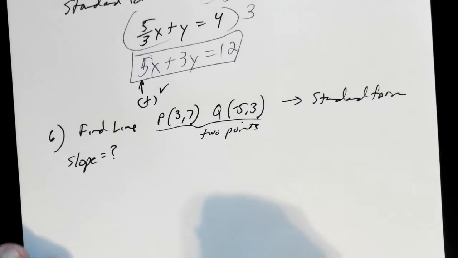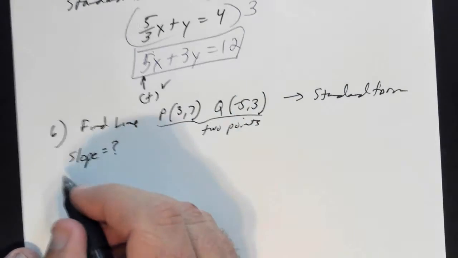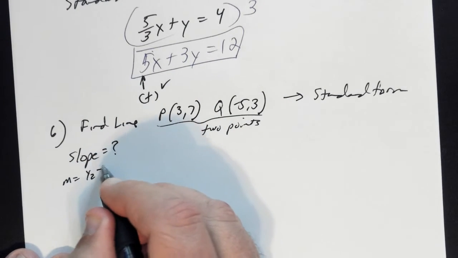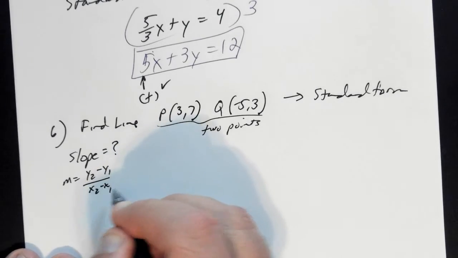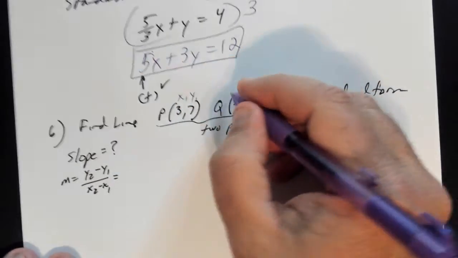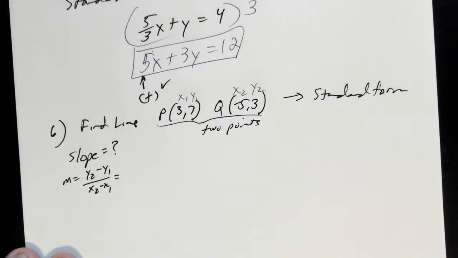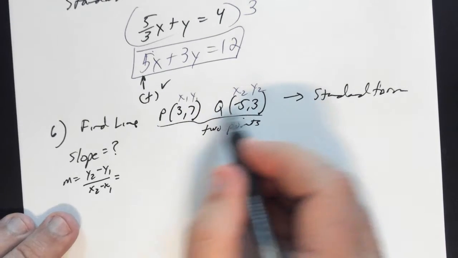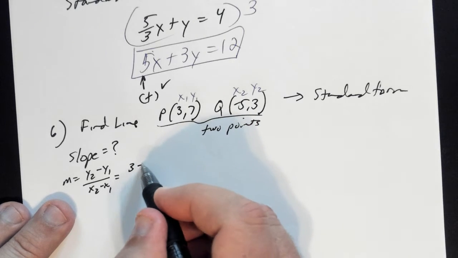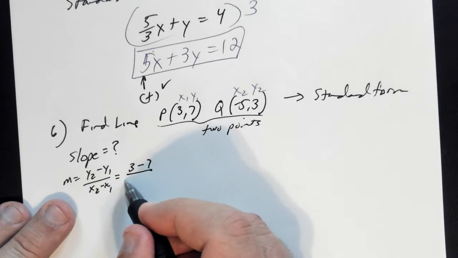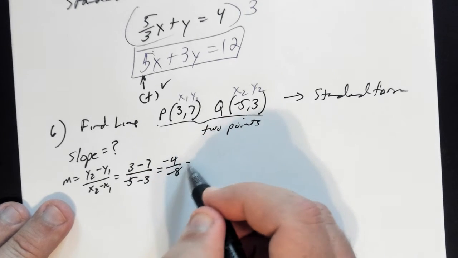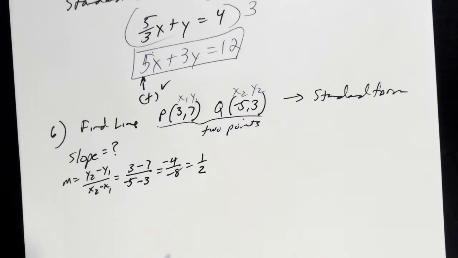Remember your formula for the slope of 2 points. You can either plot it, which takes way too long, but remember y2 minus y1 over x2 minus x1. This can be my x1, y1. This can be my x2, y2, however you want to label it. So we're going to go 3 minus 7 over negative 5 minus 3, which is going to be negative 4 over negative 8, which is 1/2.